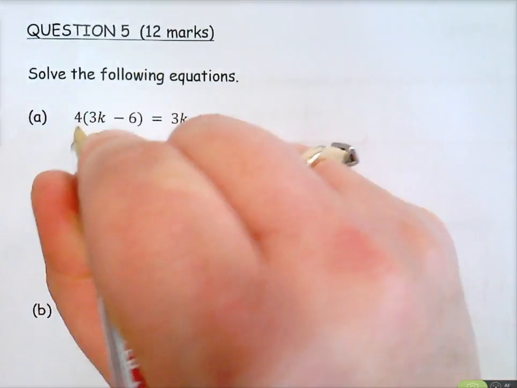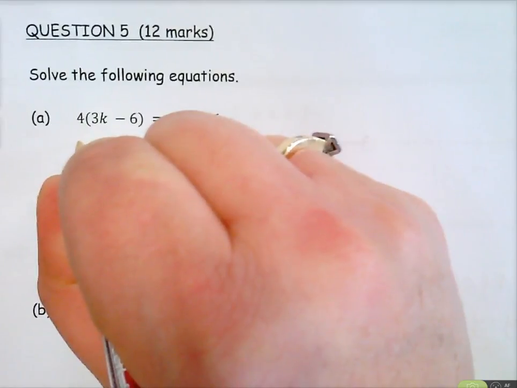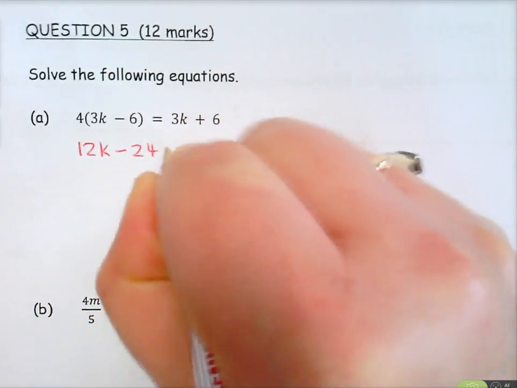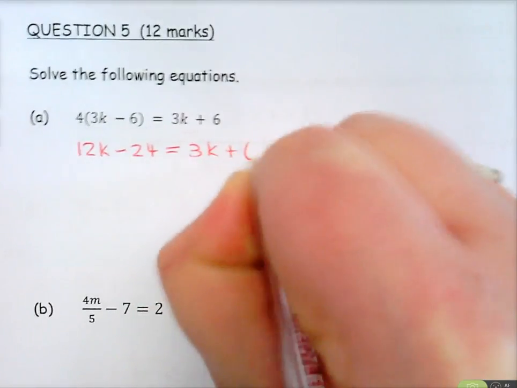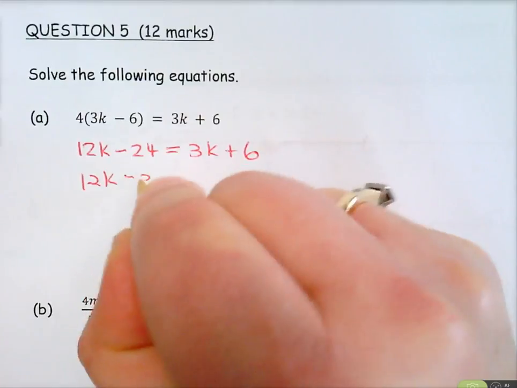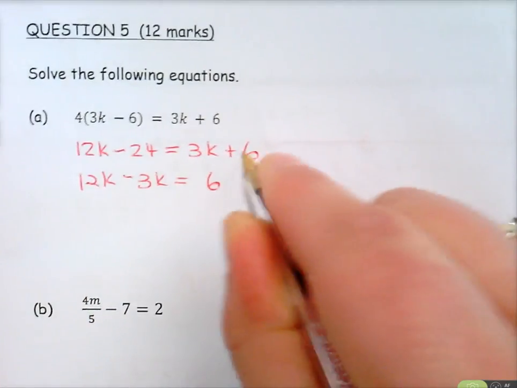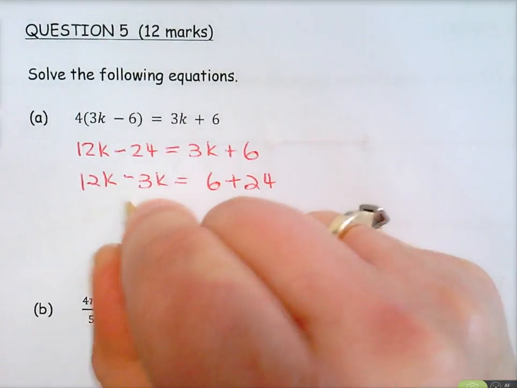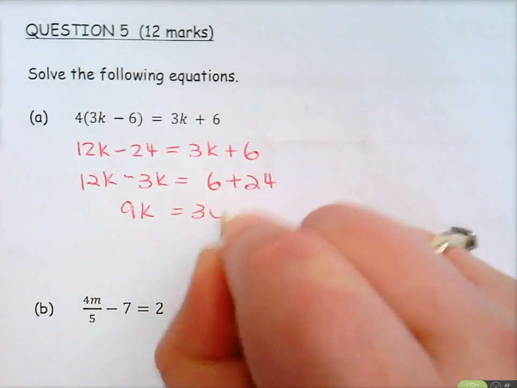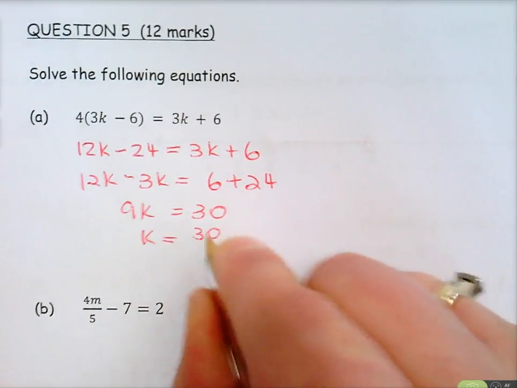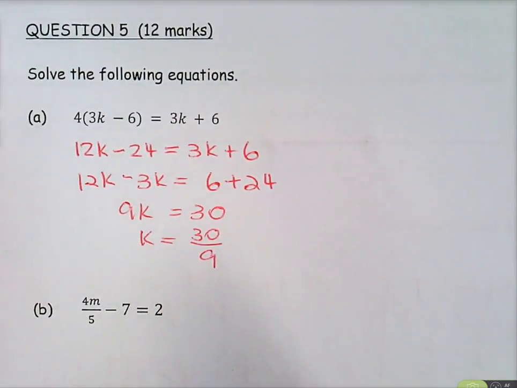Solving these equations, we're going to expand our brackets. 4 times 3k is 12k. 4 times minus 6 is minus 24 equals 3k plus 6. Let's put all our k's on the left. 12k minus 3k equals 6. Inverse of minus 24 is plus 24. So we've got 9k equals 30. Therefore, k is 30 divided by 9.